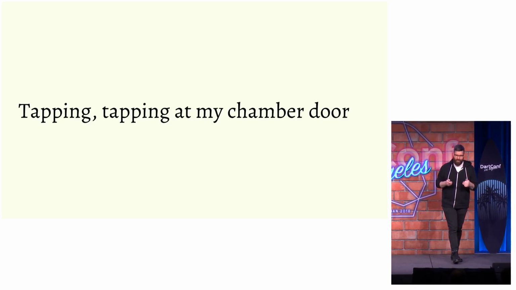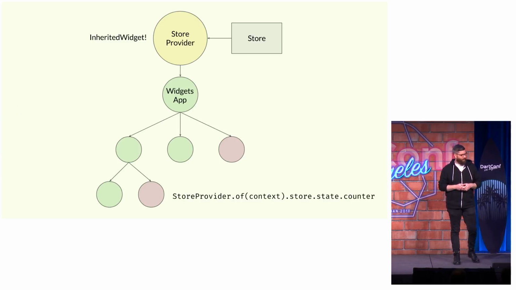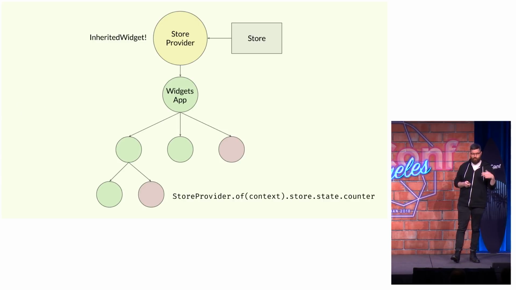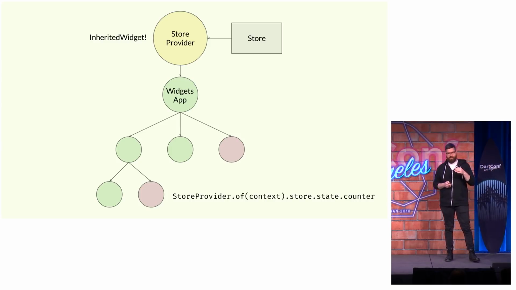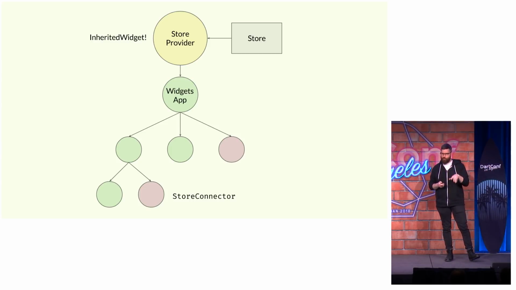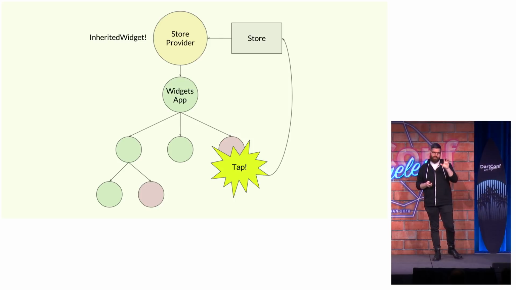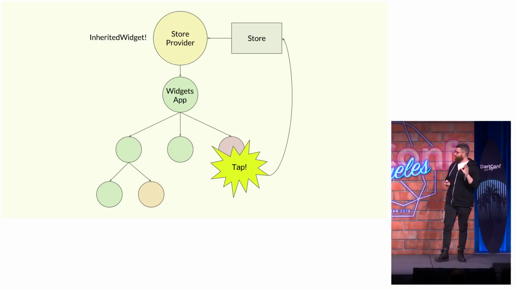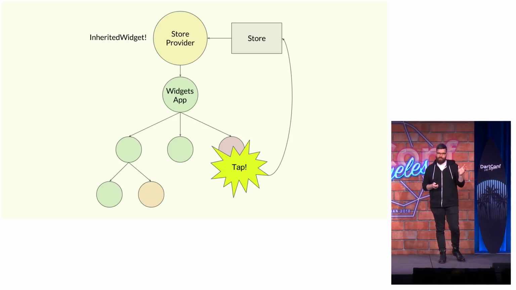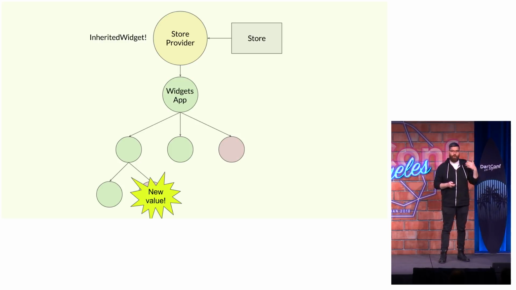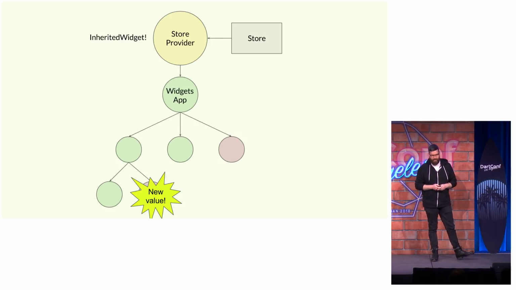So if we try that tapping action one more time, we can swap out the store provider and context and grabbing the counter directly for our store connector widget. Now when we tap on this, it'll update the store, and the store will emit changes, and that's what the store connector is listening to. It's listening to changes to the store, and then it'll say, okay, now that I'm connected, I know that I need to redraw. And so it'll just redraw that one widget that you provide.